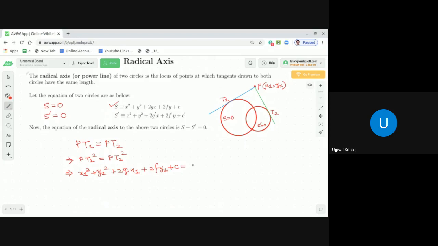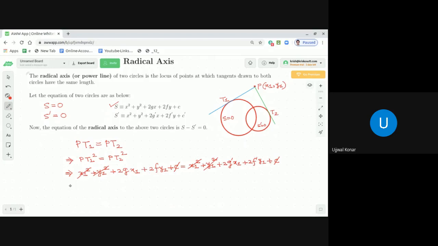is equal to PT2 square. So how to find PT2? In the expression S dash, we replace x by x1 and y by y1. So we get x1 square plus y1 square plus 2 into g dash into x1 plus 2 into f dash into y1 plus c. You see, dear students, on the left hand side x1 square gets cancelled with x1 square on the right hand side, y1 square gets cancelled with y1 square, and c on the left gets cancelled with c on the right.